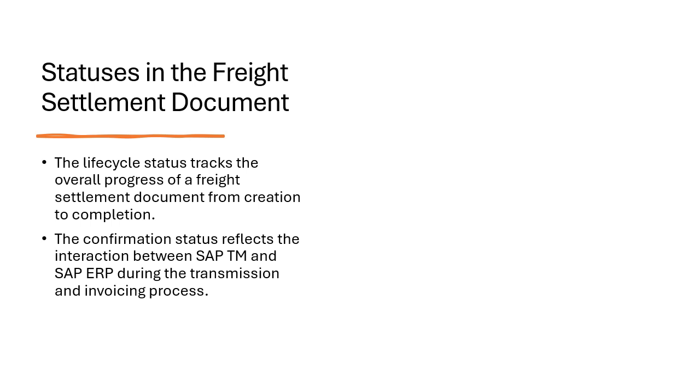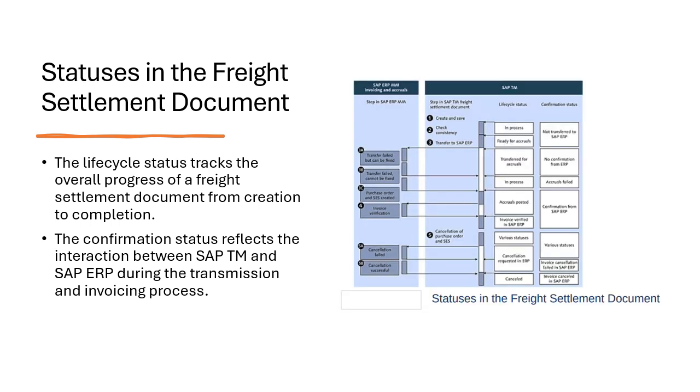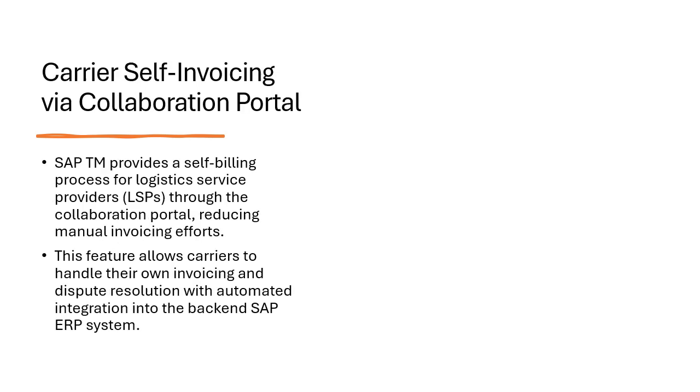So these statuses provide visibility into whether a settlement document is in process, ready for invoicing, or transferred to SAP ERP for payment. This image shows the different statuses of fleet settlement documents, such as life cycle status and confirmation status. These statuses help monitor the progress of a document from creation to invoicing.